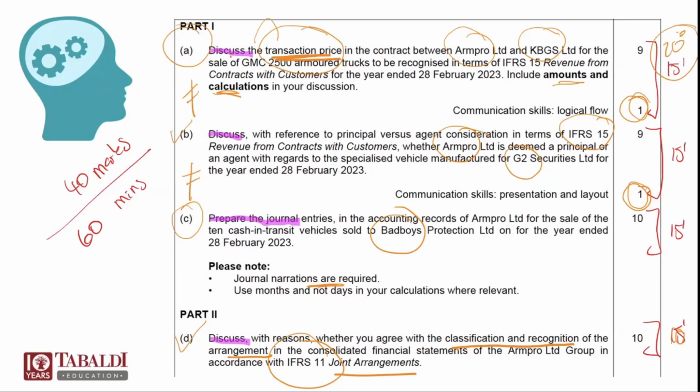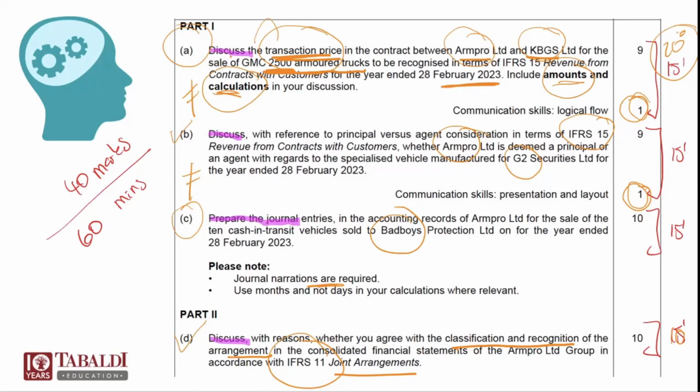I don't know. It's a contract between AMPRO and KGBS for the sale of, okay, we've got 2,500 armored trucks. We know it's goods, it's not services, to be recognized in terms of IFRS 15 for the 28th of February 2023, include amounts and calculations. So there's definitely going to be calculations here, and there's going to obviously be some variability around the transaction price. The technical details are not important for this question, but maybe there's a right of return, maybe there's deposits, who knows what the case might be, okay?